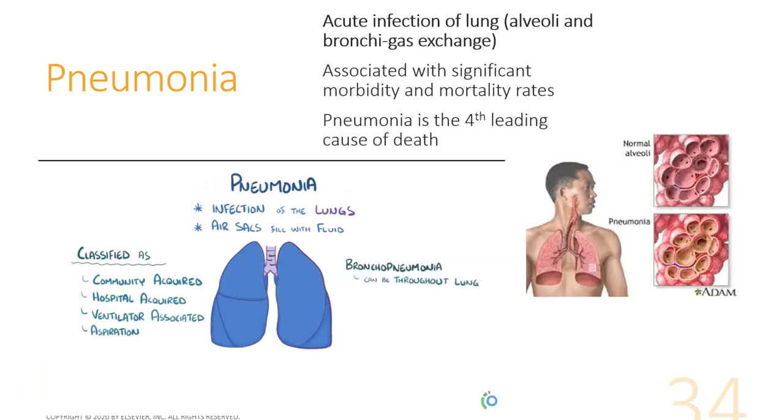Bronchopneumonia is spread throughout the lungs. Atypical or interstitial pneumonia happens in the interstitium around the alveoli, and lobar pneumonia usually infects an entire lobe of the lung.